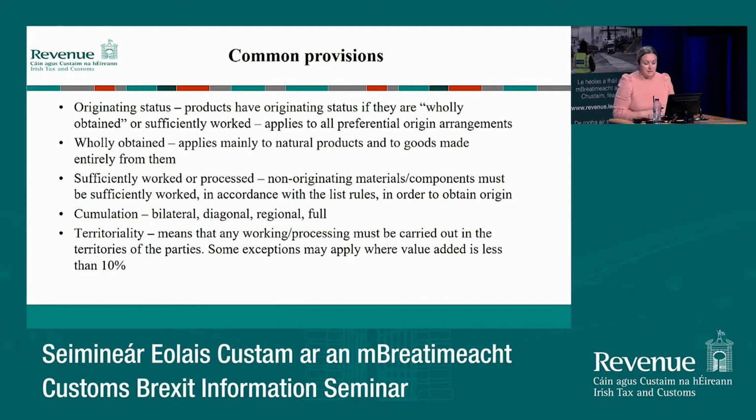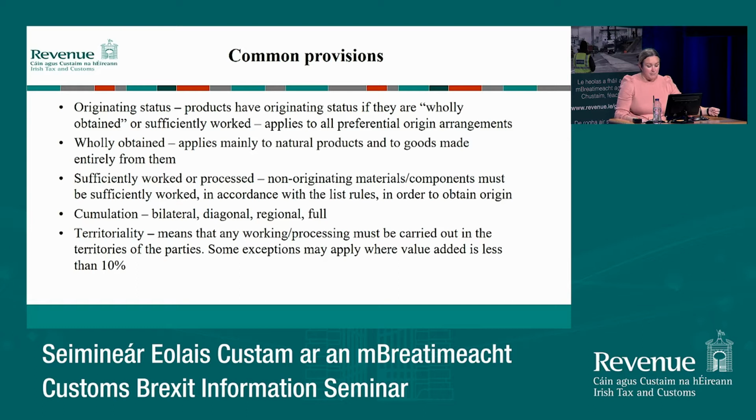So I mentioned earlier that there's some common provisions to all the free trade agreements, and they're listed on the slide. And we're going to take a little look at each of them. So when we talk about rules of origin, we're talking about whether the product or material has originating status. And what we're trying to determine is whether the goods have been wholly obtained or have been sufficiently worked in order to qualify for preferential treatment.